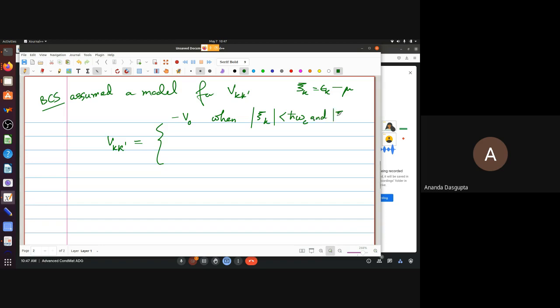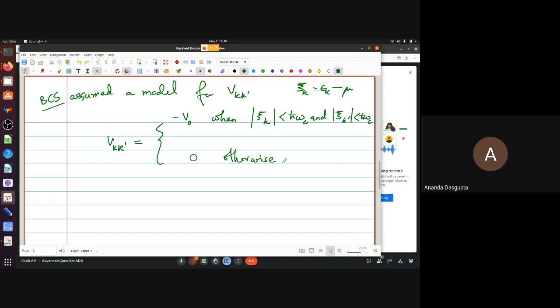And xi k prime. This is important. Both of these, mod xi k and mod xi k prime, have to be less than some cutoff energy value, which is tiny compared to the mu. h cross omega c is very tiny compared to mu. And 0 otherwise. This essentially is what Cooper said.